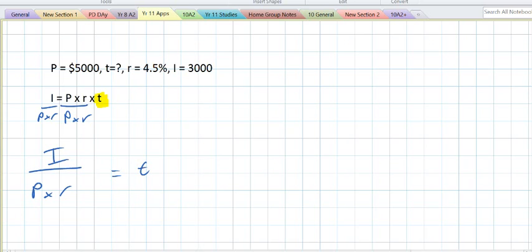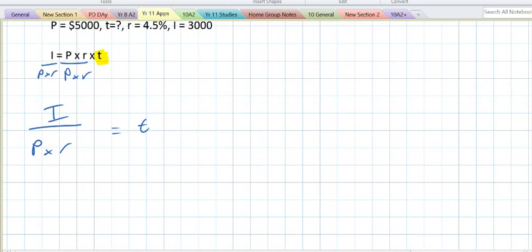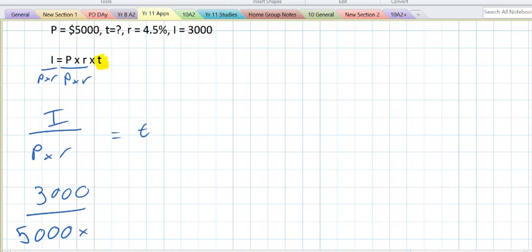Now, it doesn't matter if what we're looking for, the T, is on the right-hand side. The equation will still work, we just need to put numbers in, and our 3 numbers should line up with those 3 letters on the left-hand side. So our interest, what we need, is 3,000, and that is divided by the principal, what she puts in at the start, 5,000, which is multiplied by the rate. Now the rate is not 4.5%, the rate is 0.045.